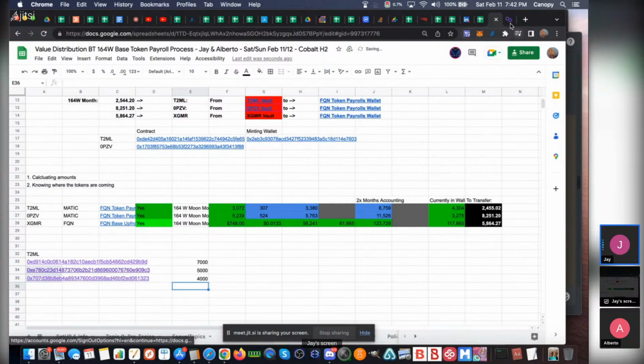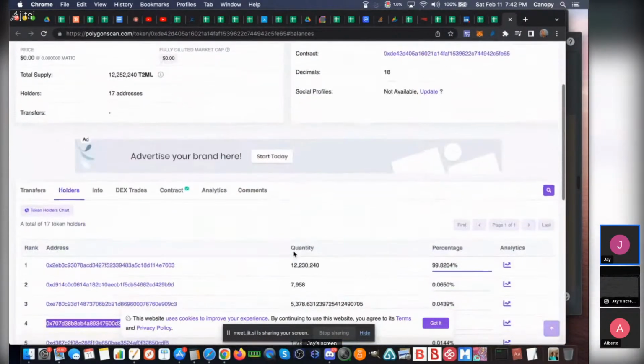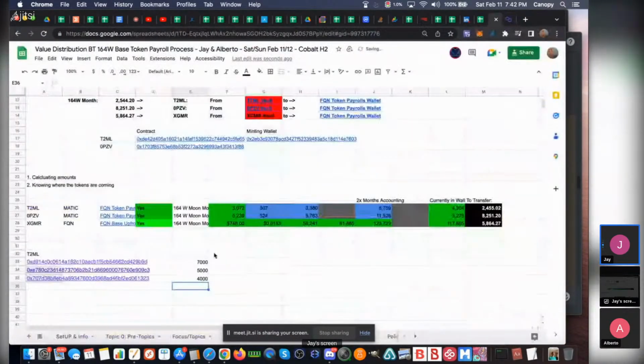So the question is, what are these wallets? Where are the wallets from? This one doesn't have enough. This one has 1,000, right? And all the other wallets have less than the amount that we would need to get, all right? Yeah. So the question is, okay, what are these wallets?